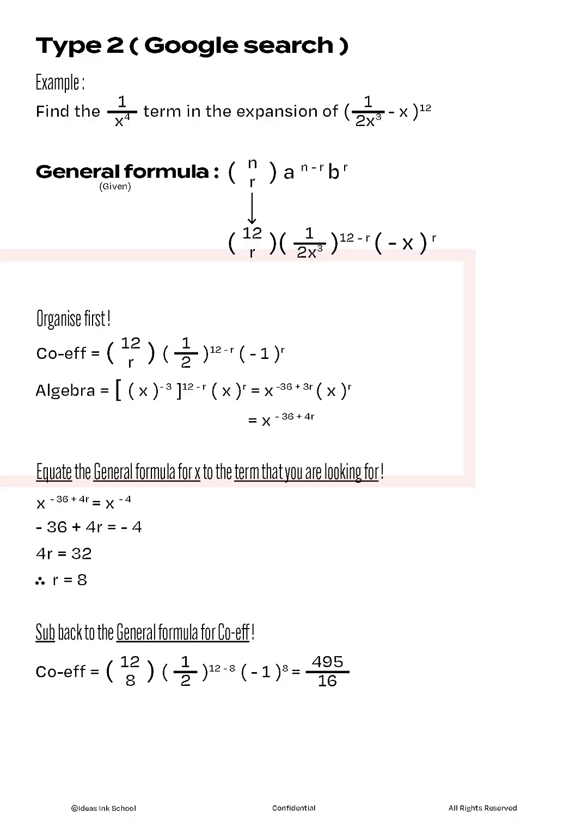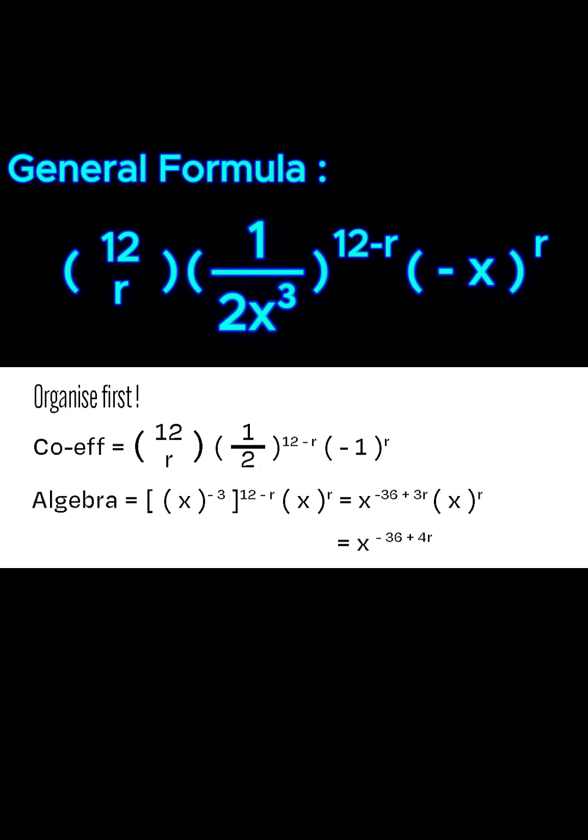So what are we going to do next? Now, this is where we are going to be a bit more OCD. We are going to organize the terms. So in type 1, I have stressed that for every single term that you get, we are supposed to write the coefficient first and then the algebra. So that's what we're going to do now to the general formula. We're going to organize the coefficient first, and then we are going to siphon out the algebra last.